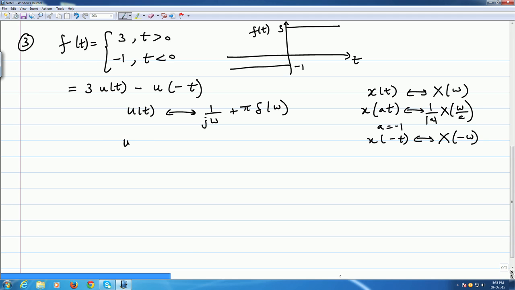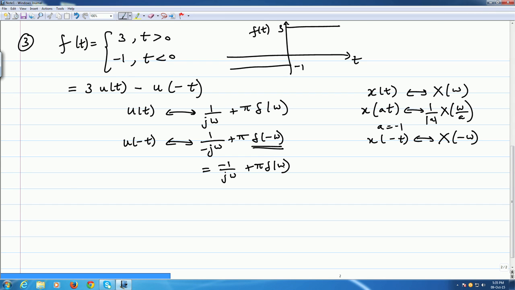So, if I put minus t here, u of minus t would transform to, instead of omega, I have to put minus omega. So, I get 1 by minus j omega plus pi delta of minus omega. But what is delta of minus omega? It is the same as delta of plus omega. So, we simply get minus 1 by j omega plus pi delta of omega.